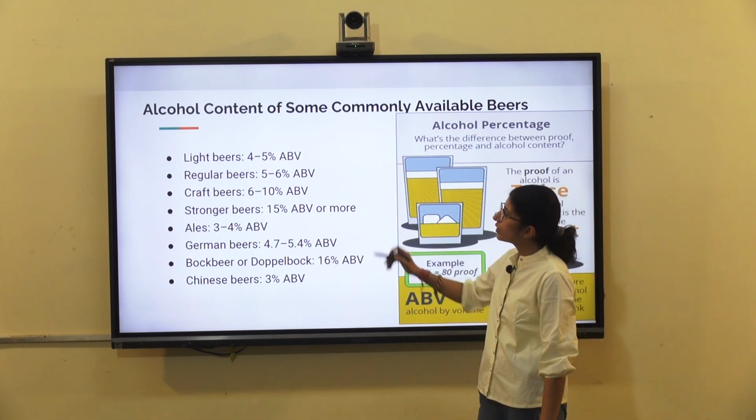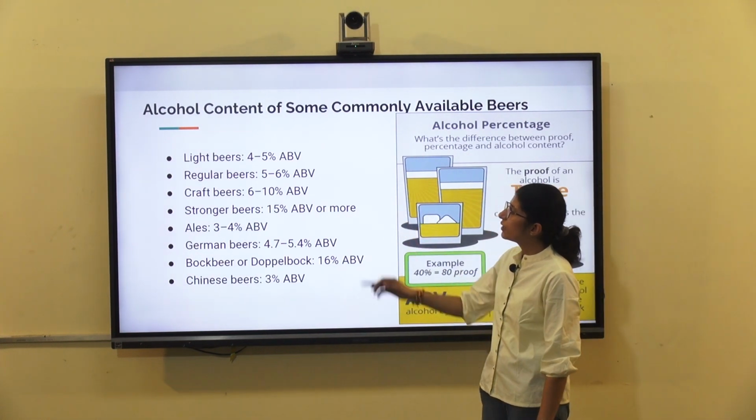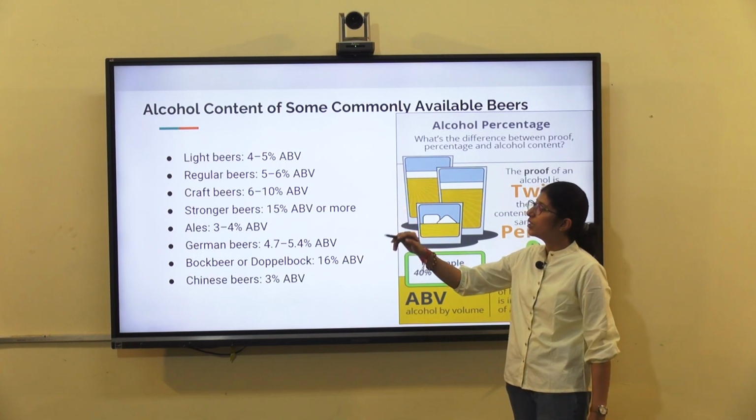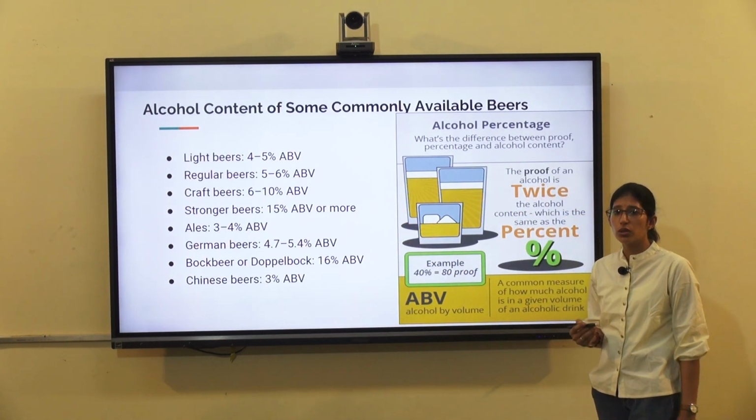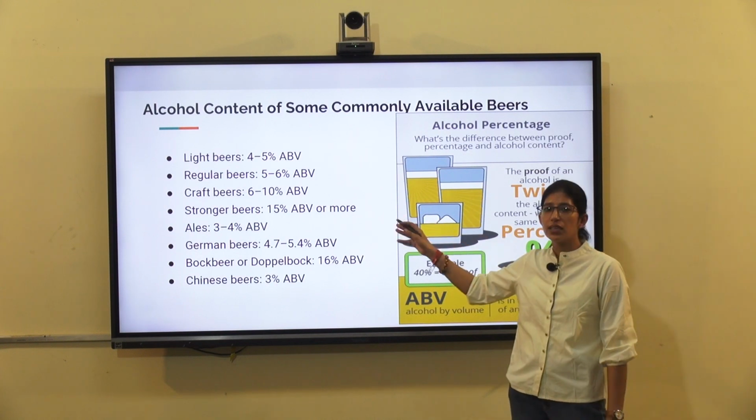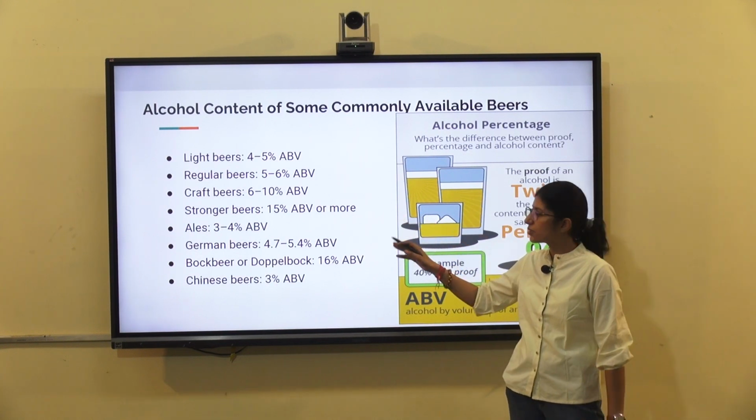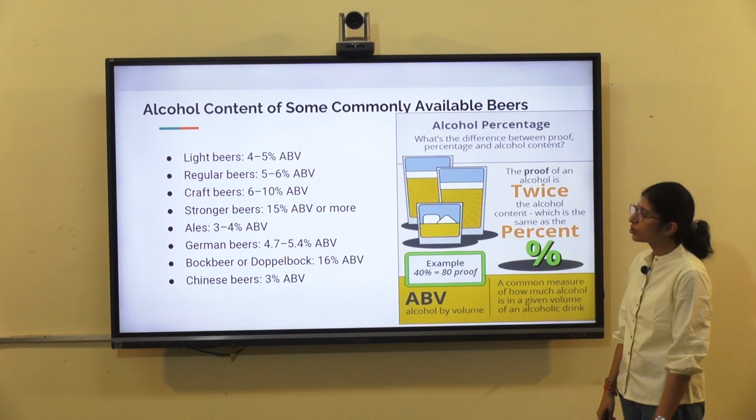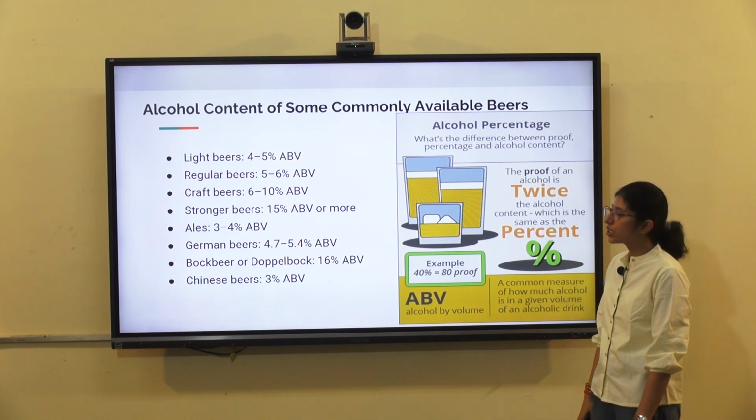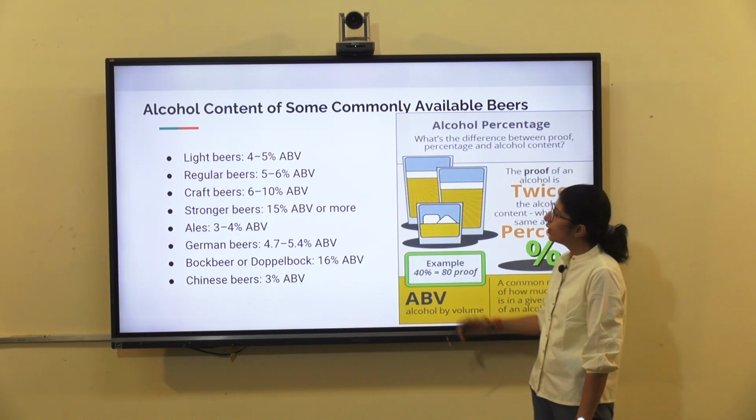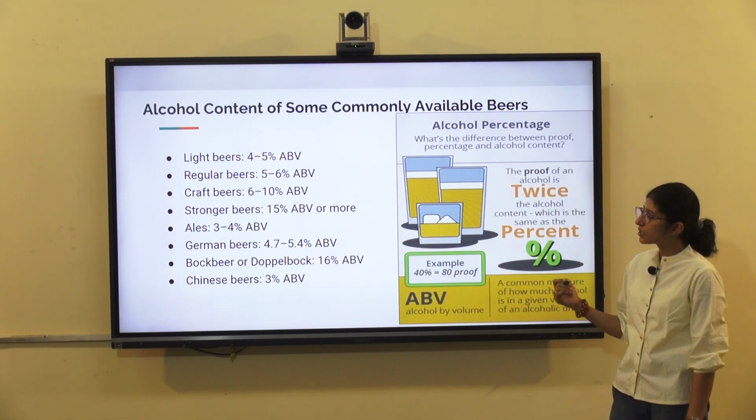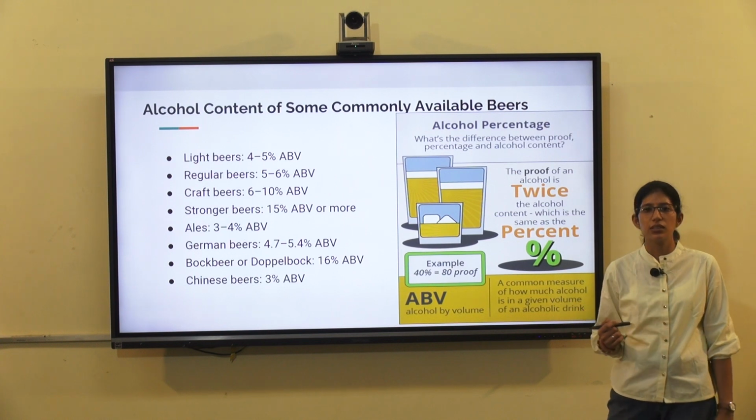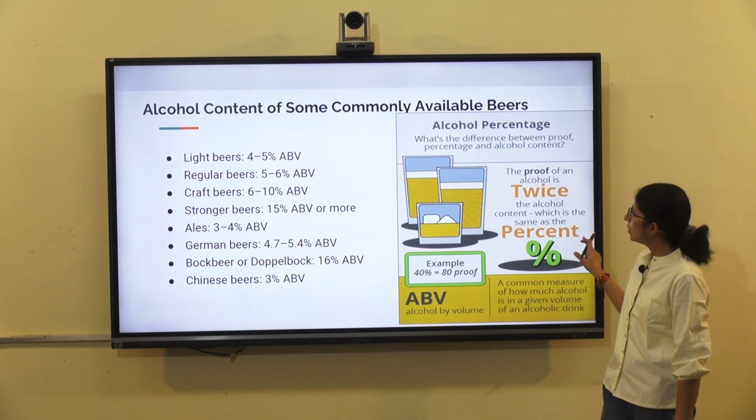Light beers have 4 to 5% ABV. Regular beers have 5 to 6%. Craft beers have 6 to 10%. Strong beers have 15% or more, but they are manufactured in very few countries for rare consumption. Along with that, ales have 4% ABV, German beers 4.7 to 5.4% ABV, bock beers and double beers 16% ABV, and Chinese beer 3% ABV.